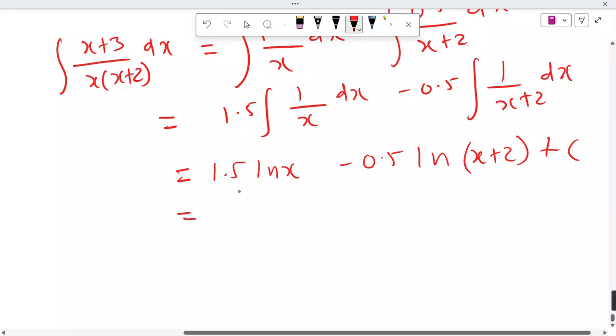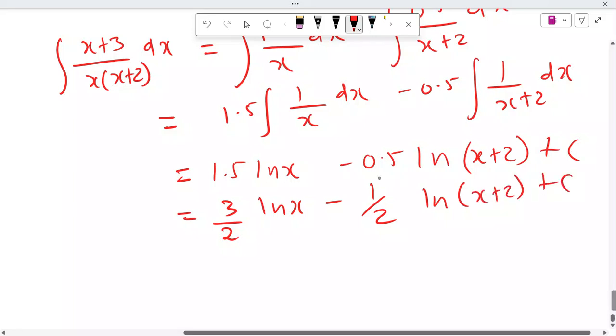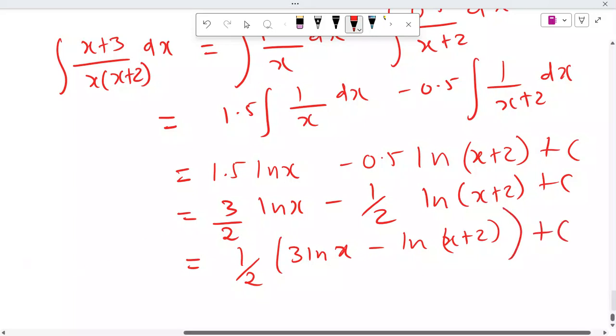So 1.5 is 3 over 2, times ln x, minus half. 0.5 is the same as half. Even reaching here, you finish your question, but I just like simplifying it a little bit further so I can take out the half. Then here we remain with 3 ln x minus ln (x + 2), with the half outside, plus c. Okay, I like it this way.